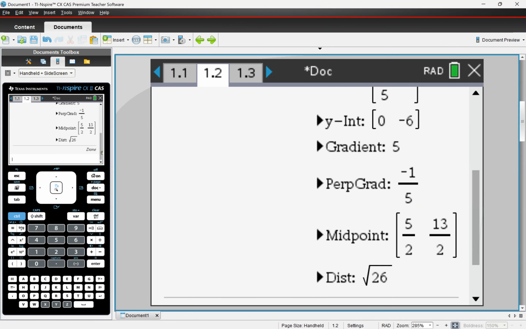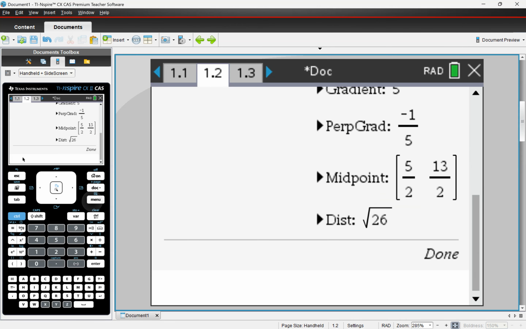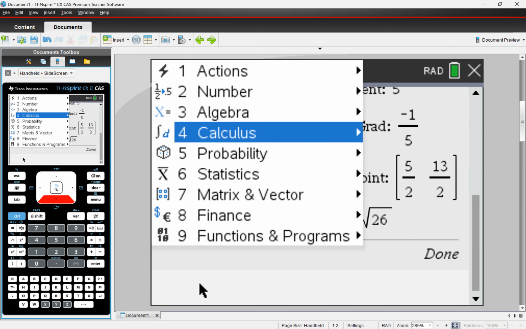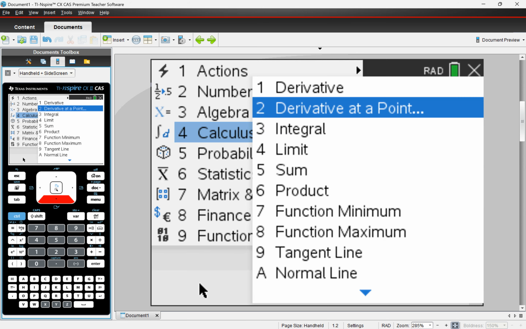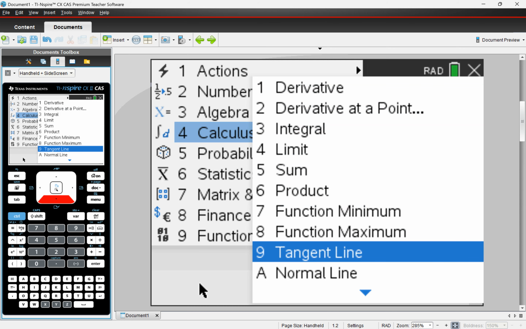Here we go. Menu, Calculus. So if you have this, write down the codes for this one. So menu, 4, calculus, and you will see number 9 called tangent line. So menu, calculus, and tangent line. So it's menu 4, 9.